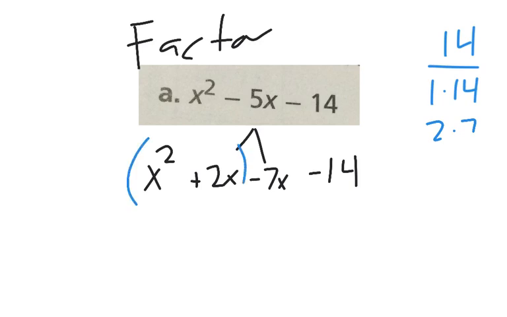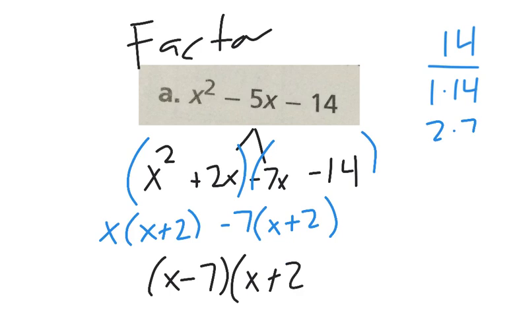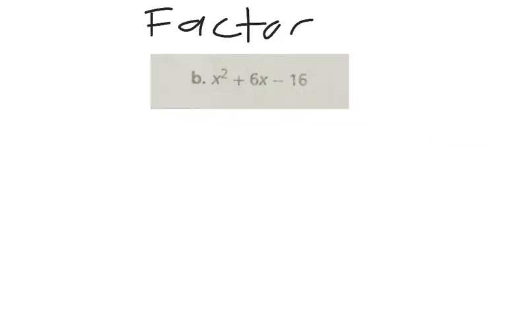I'm going to group. I get a GCF of x, that's x plus 2. I get a GCF of negative 7, that's x plus 2. And then it's going to be x minus 7 times x plus 2.